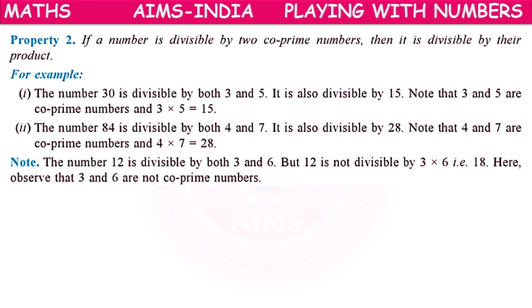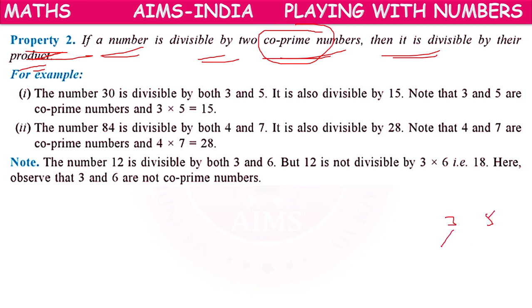Next. So property 2. If a number is divisible by two co-prime numbers, then it is divisible by their product. What are co-prime numbers, children? Suppose here 3, 5. The factors of 3 are 1, 3. Factors of 5 are 1, 5. What are their common factors? They have only 1 as their common factor. So they are called co-primes.